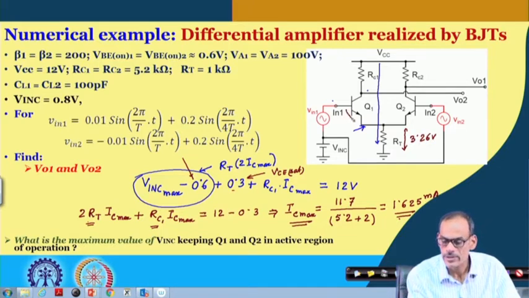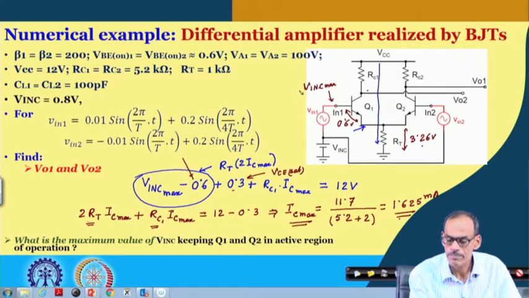Now, if I add this 0.6 volt here to get the corresponding maximum voltage of V_in_C max, so that becomes equals to 0.6 and 3.26. So, that is 3.86 volt.